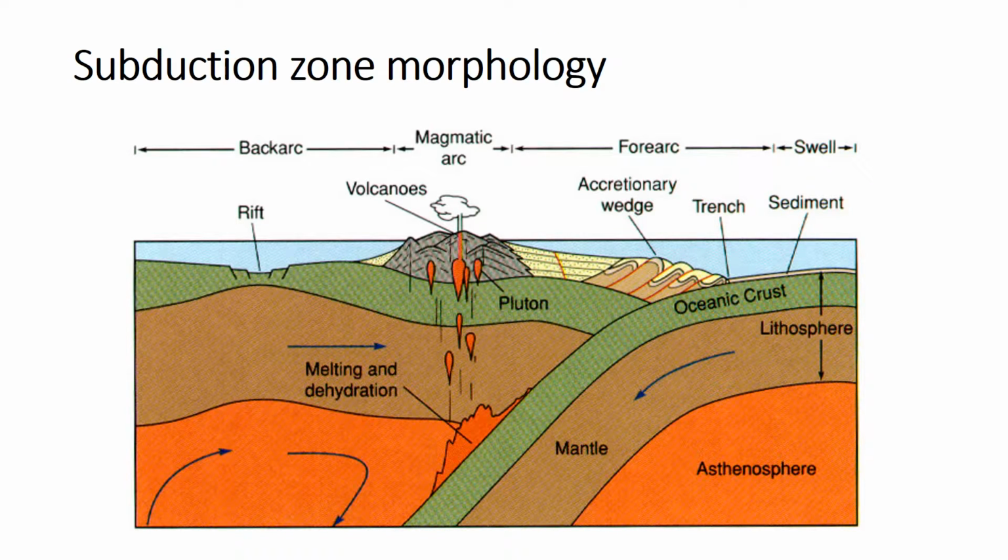So basically, this slab almost never melts in an island arc. It's the overlying mantle that actually melts because we're adding water to it.